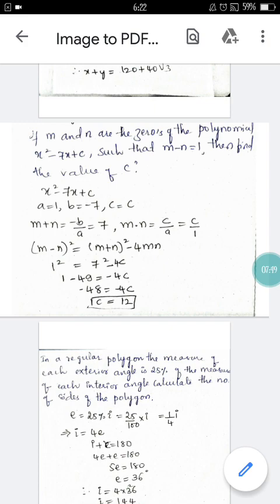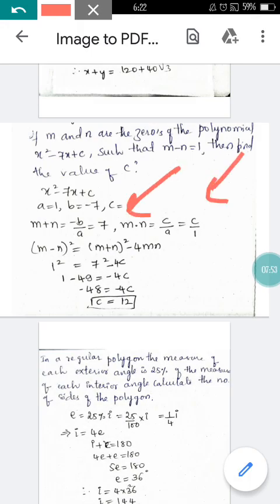Just substitute all those values, then you are going to get the value as 7 and c by 1. And here you are having one more formula, (m − n)² = (m + n)² − 4mn. Just substitute all those values, then you are going to get the answer as c = 12. So this is the correct answer. Many ways are there to solve the question. You can use your own way also, but I have made use of this method.